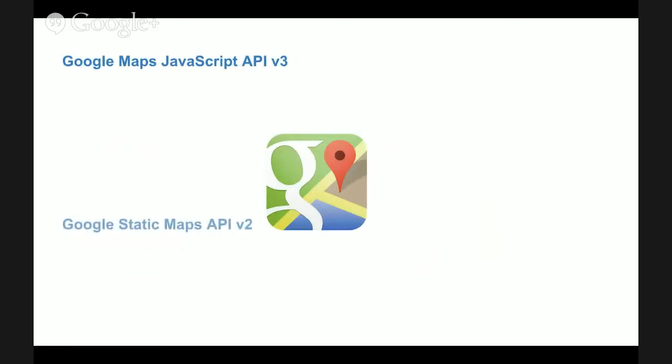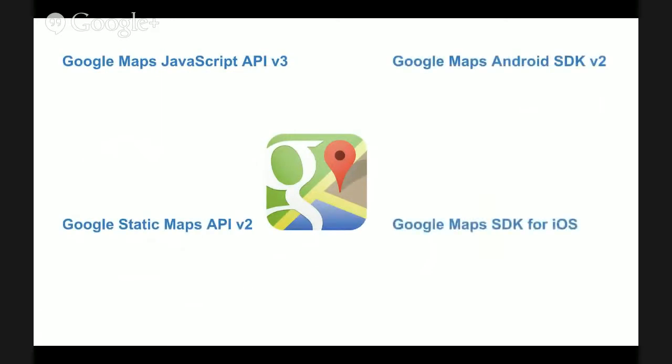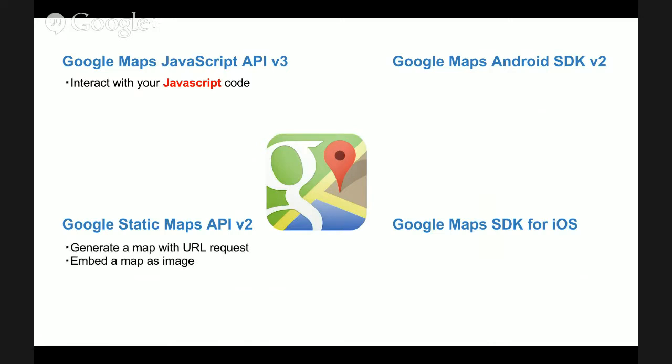Google provides 4 Google Maps APIs to embed maps to your application or web pages. Google Maps JavaScript API is the most well-known API. This API allows you to create a map in your web page and enables you to control it from your JavaScript code. Google Static Maps API creates your map based on your parameters and returns the map as an image.